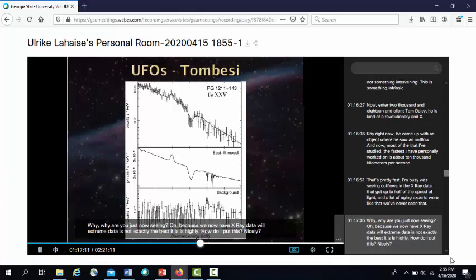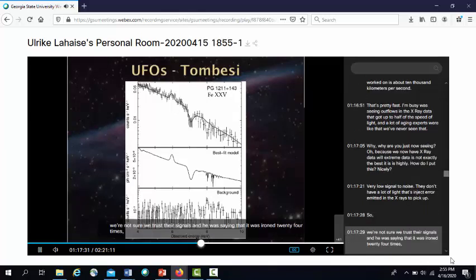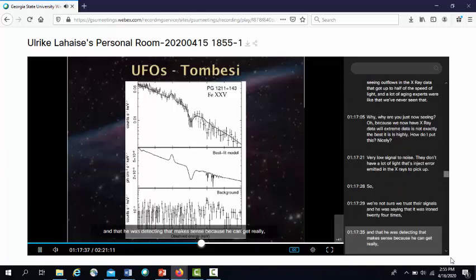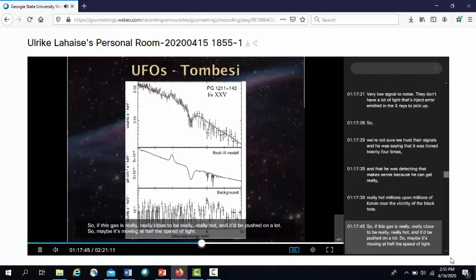Well, X-ray data is not exactly the best. It is, how do I put this nicely, very low signal to noise. They don't have a lot of light that's emitted in the X-rays to pick up. So we're not sure we trust their signals. And he was saying that it was iron 24 times ionized that he was detecting. But that makes sense because these can get really, really hot, millions upon millions of Kelvin near the vicinity of the black hole. So if this gas is really, really close, it'd be really, really hot, and it'd be pushed on a lot, so maybe it's moving at half the speed of light.